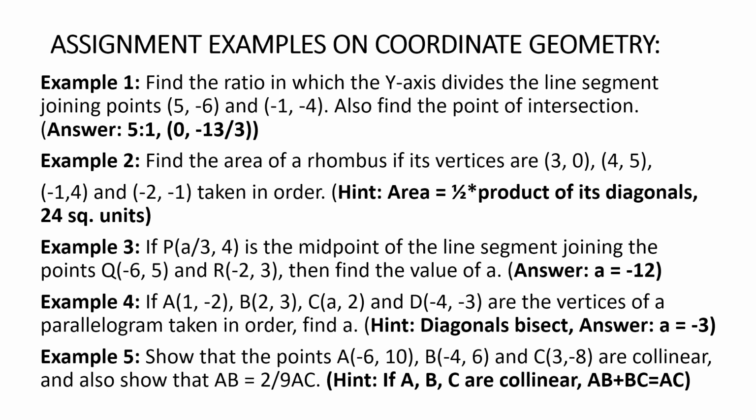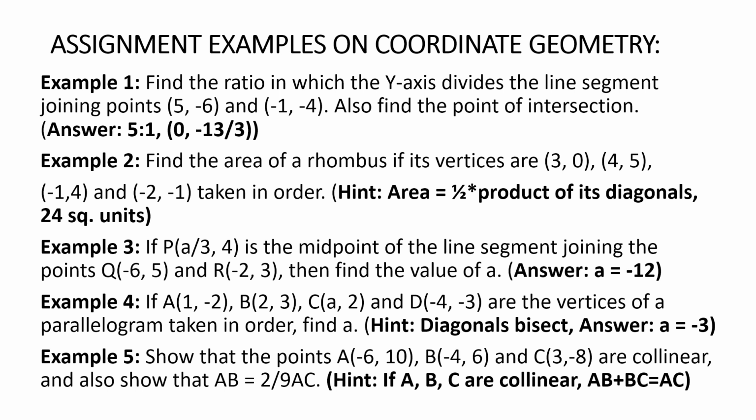Example 3. If point P (a/3, 4) is the midpoint of the line segment joining the points Q (-6, 5) and R (-2, 3), then find the value of the unknown a. So this is just using the midpoint formula. Answer is a is equal to -12.